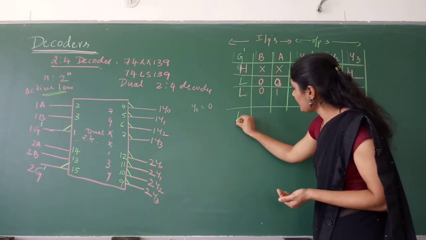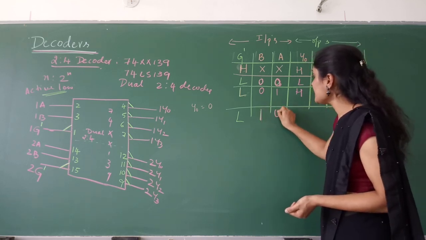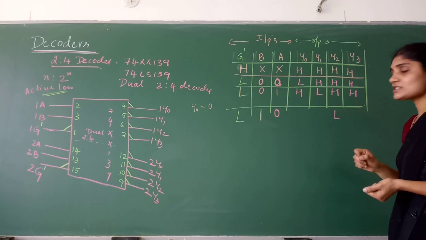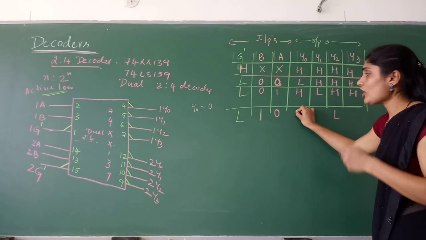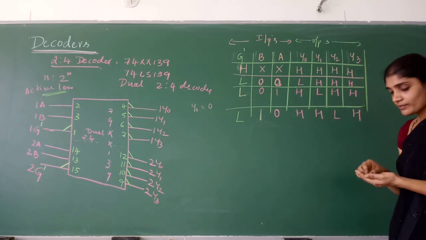Similarly, the other combination is 1, 0. Keeping the enable input low, you give 1, 0. What happens? Y2 is active. That means you get a low signal at Y2. The remaining outputs are disabled. They are not active. That means you will have a high signal at the remaining output lines.